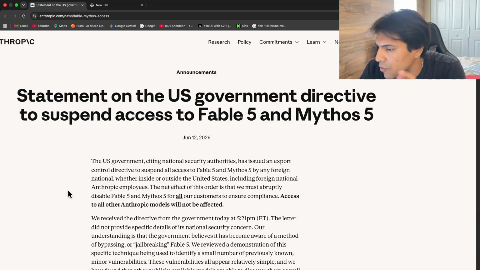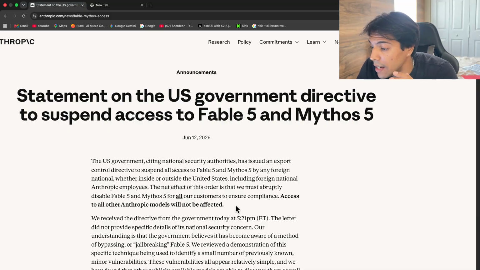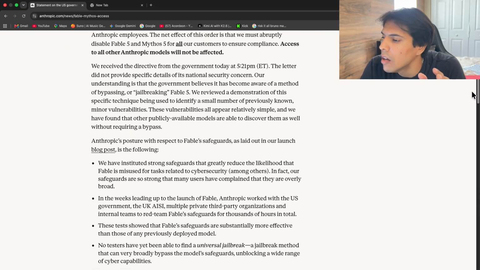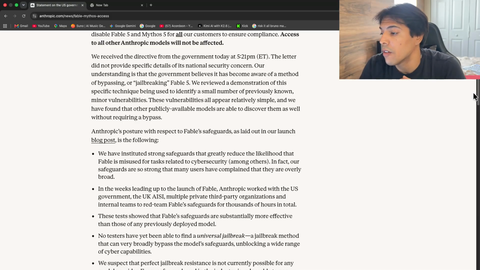Let's move on. The net effect of this order is that we must abruptly disable Fable 5 and Mythos 5 for all our customers and ensure compliance. Obviously, because we're here, you feel me? Access to all other Anthropic models will not be affected. The ones that I showed previously, those are not gonna be affected, because I can still click on them. Duh. We received the directive from the government today at 5:25 Eastern Time.